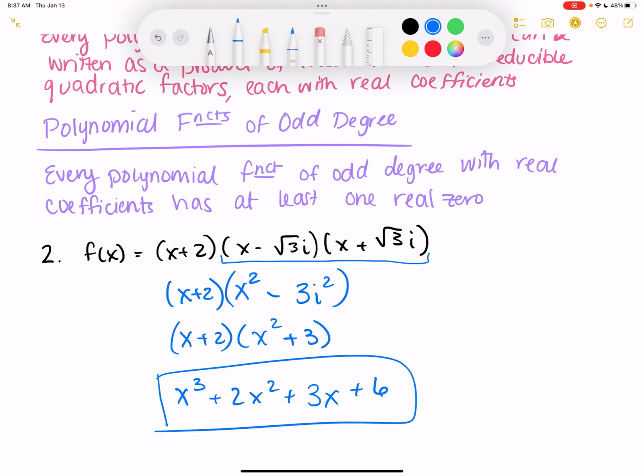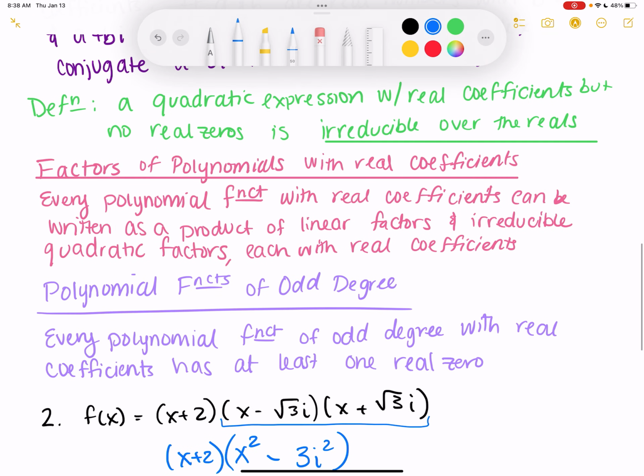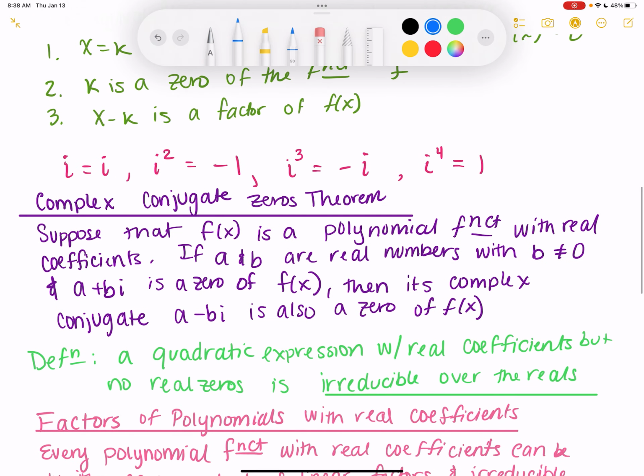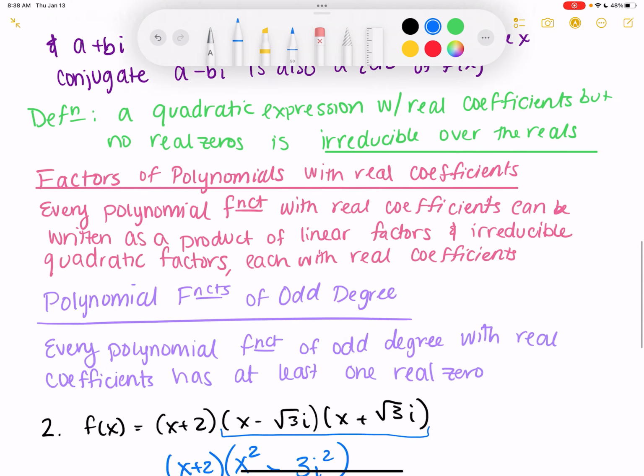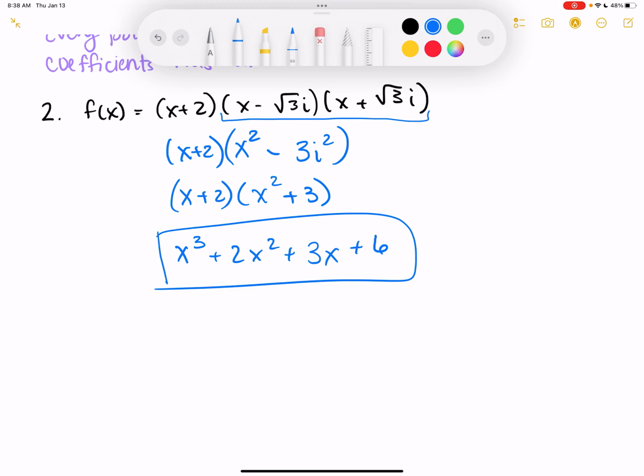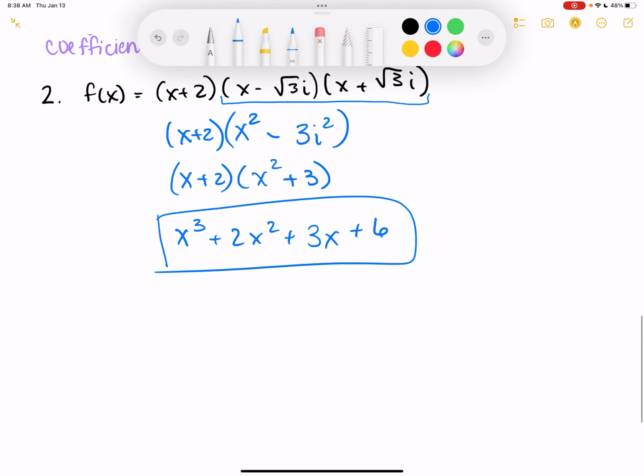Will it always have a difference of squares? If it's got the i's, because if you remember, up here, the complex conjugate zeros theorem. If you have a plus bi, then you have a minus bi. Meaning when they're telling you to do this, there's always going to be 2 of them like it is here. So it's going to be a difference of squares. Alright, so that was the part of writing it in standard form.